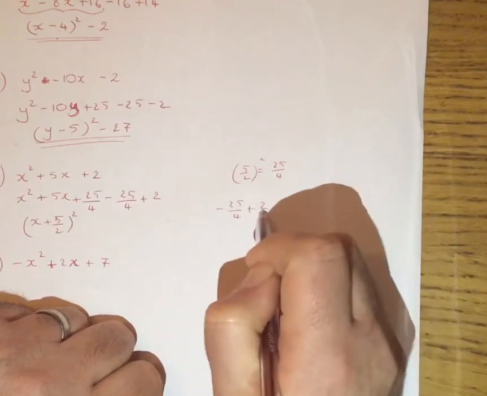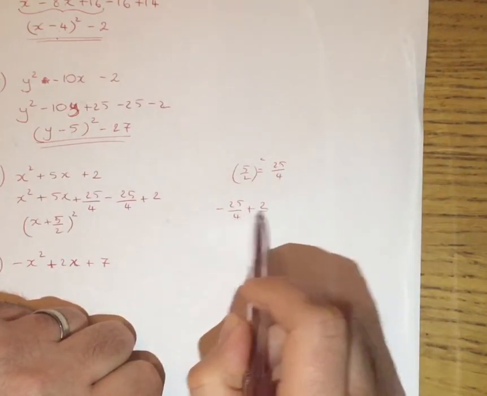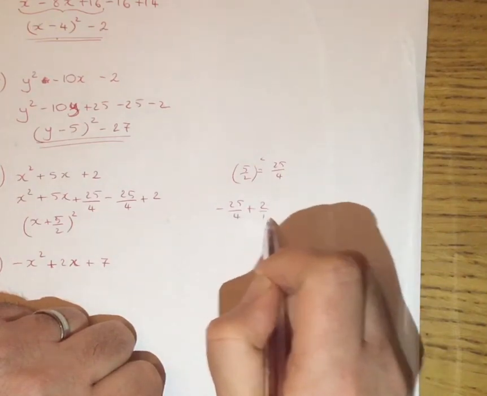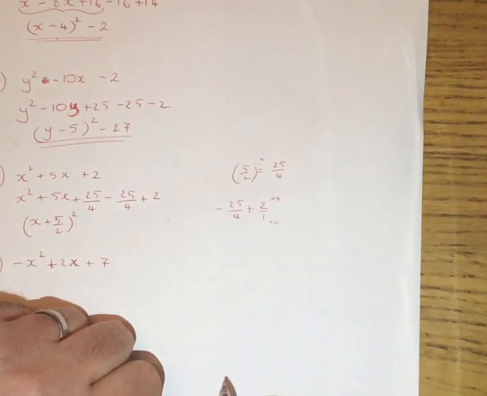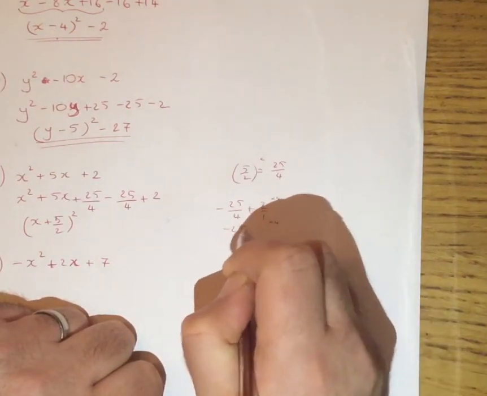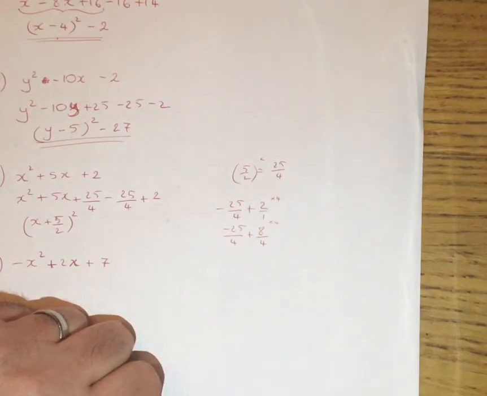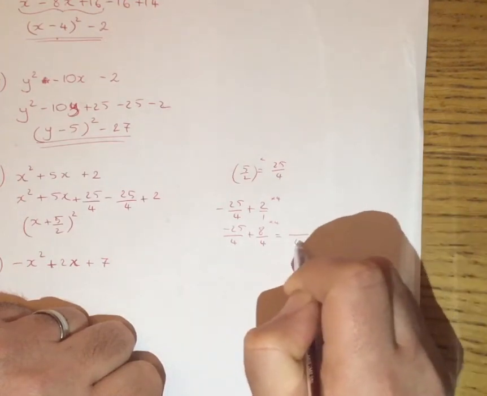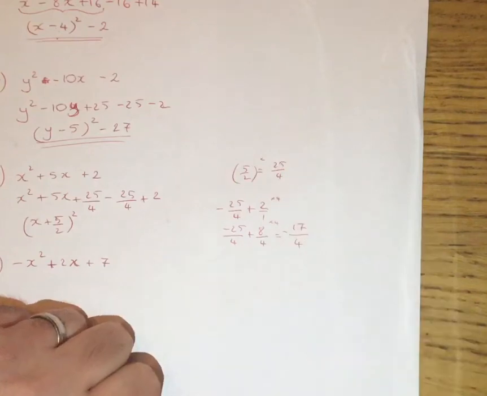When we add fractions, 2 is the same as 2 over 1. So we have to change the fractions to the same denominator. So we have to make the 1 a 4. So we times both top and bottom by 4 to make 25 over 4 plus 8 over 4. So now the answer is going to be 17 over 4, minus 17 over 4.